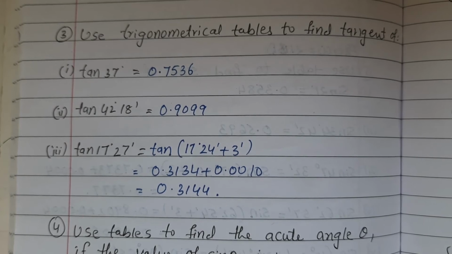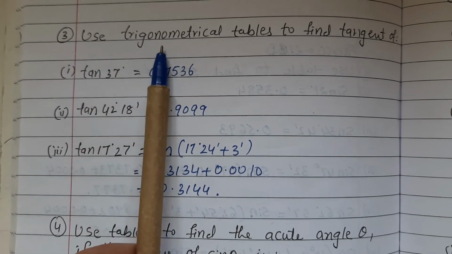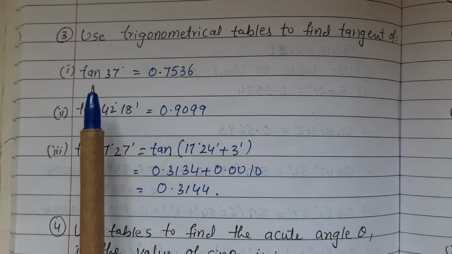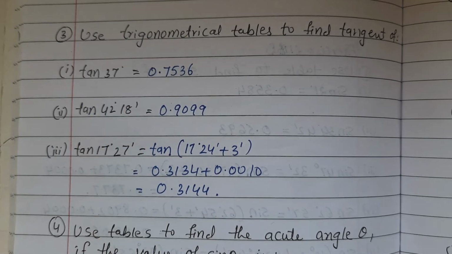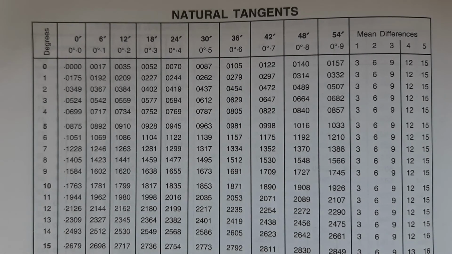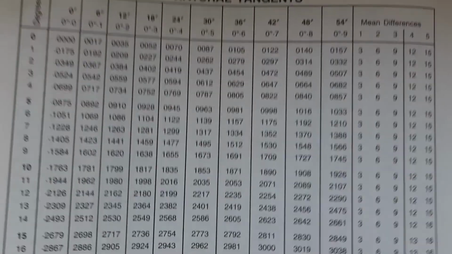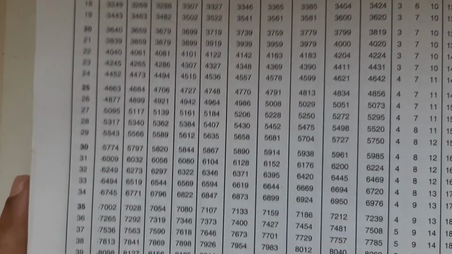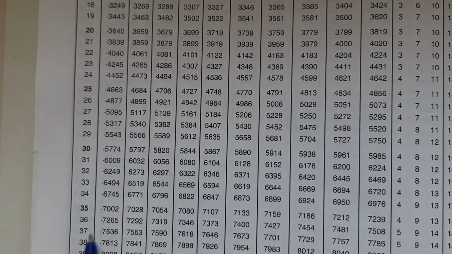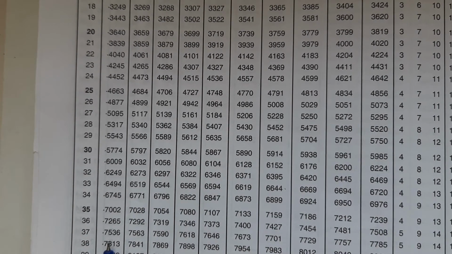Sum number 3. Use trigonometrical tables to find tangent of. First, tan 37 degree. Natural tangent is on page number 454. We want tan 37 degree, which is here, 0.7536.